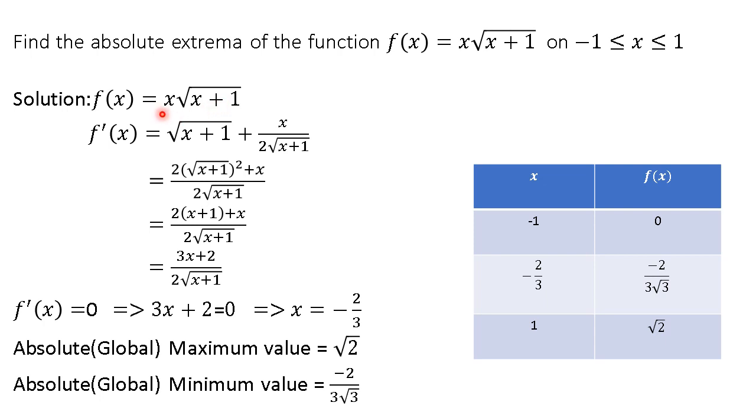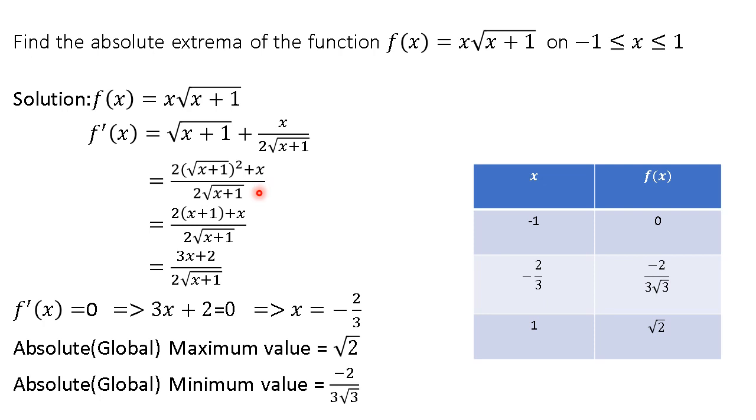Differentiating, here we have two terms, x and root of x plus 1. By the product rule, x is the first function and root of x plus 1 is the second function. Second function as it is, times the differentiation of the first function, which is 1, plus the first function x as it is, times the differentiation of root of x plus 1. As you all know, the differentiation of root x is 1 divided by 2 root x. Similarly, the differentiation of root of x plus 1 is 1 divided by 2 root of x plus 1.